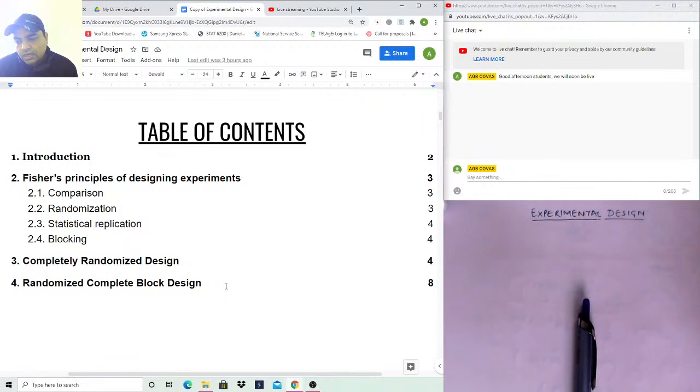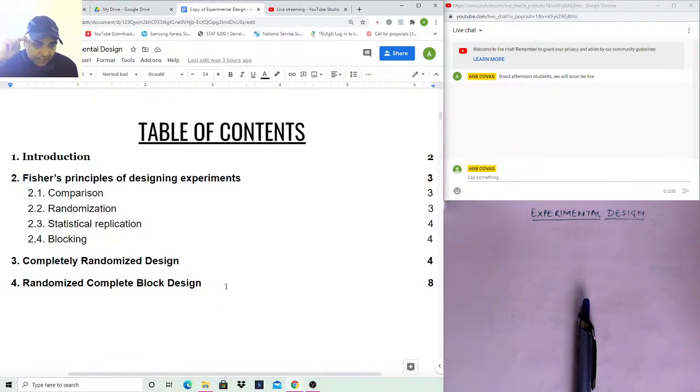So let us start this experimental design, and in this we will be studying, of course, the introduction about experimental designs. Then, one of the major contributors in experimental design is R.A. Fisher, and we will study some of the principles of designing experiments given by Fisher. Then we will be studying completely randomized design, and finally, in your syllabus, randomized complete block design.